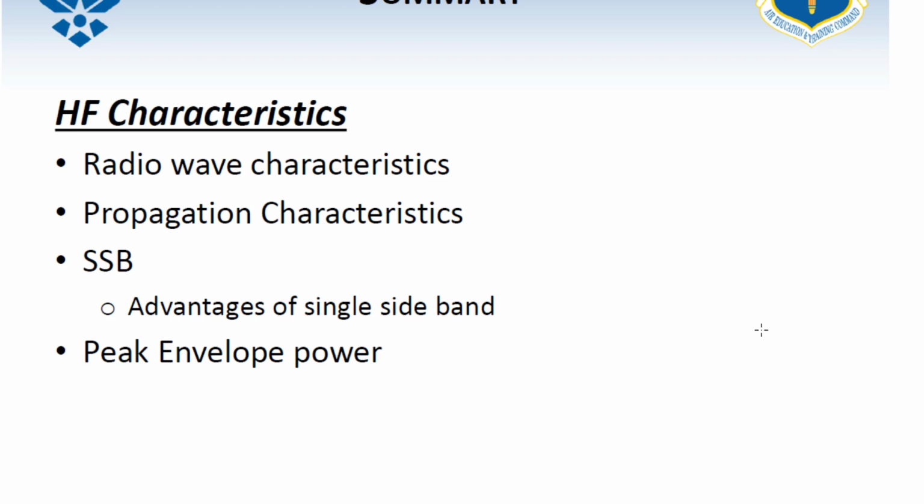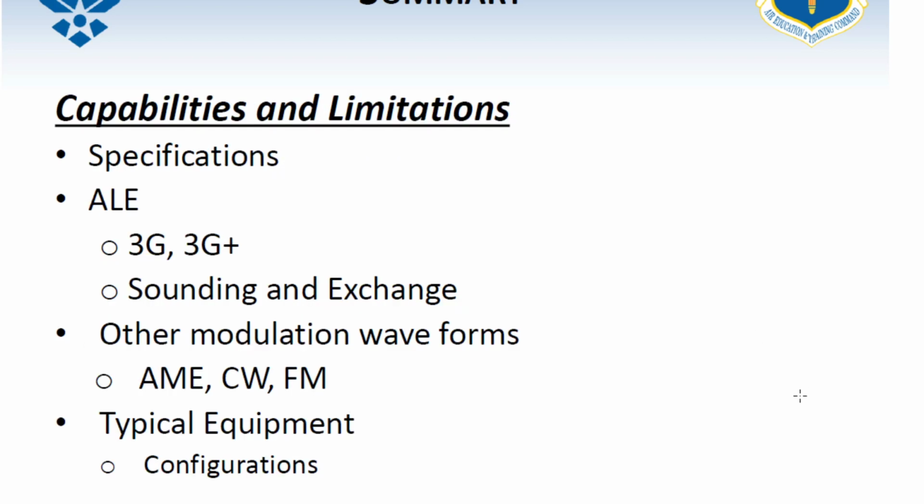So we talked about the radio wave characteristics, the propagation characteristics. We talked about single sideband and its advantages. We talked about peak envelope power. We've also discussed the specifications of the PRC-150. We talked about ALE and the different types of it. We talked about 3G, 3G plus, sounding and exchange. What are sounding and exchange? Sup. Sup. Boom. That's exchange. And then if I just ignored you, we're sounding.